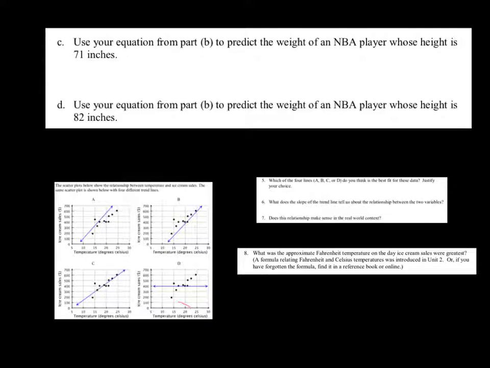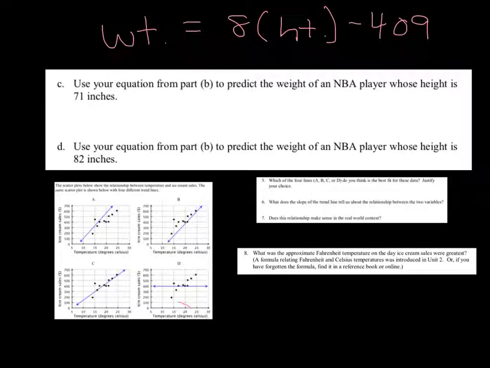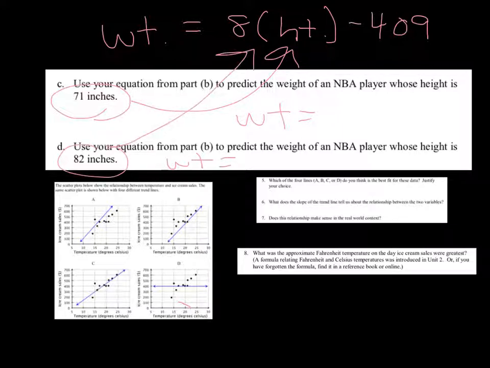So here we have 2 questions. One asks us to predict weight based off of an NBA player whose height is 71 inches, and the second one asks us to predict weight based off of a player whose height is 82 inches. So what do you do? You just use your equation, right? And I've gotten a little shorthanded here. Weight equals 8 times height minus 409. So you take your height of 71 inches, place it in there, crunch out a weight number. So your weight is equal to here. And then for D, your estimated weight is equal to here, based off of your 82 inches. You substitute those in, and then bring those answers into class.